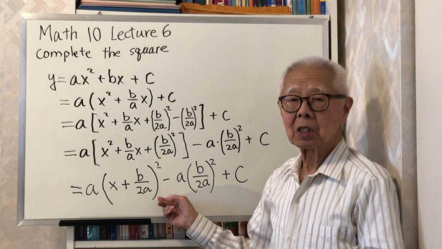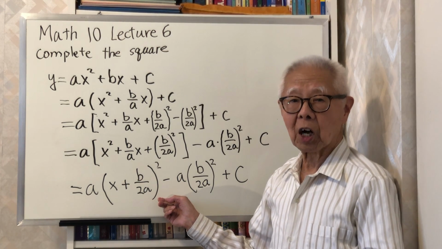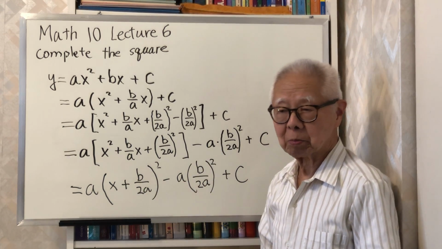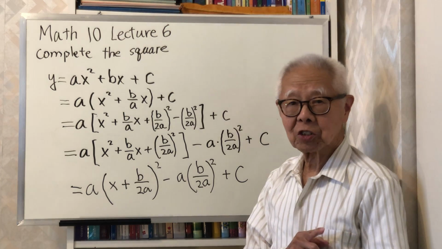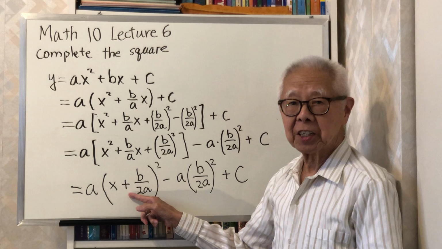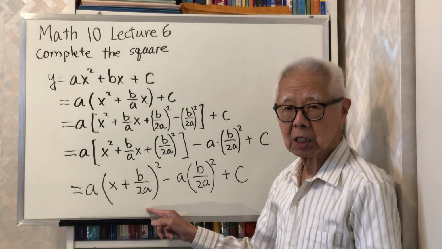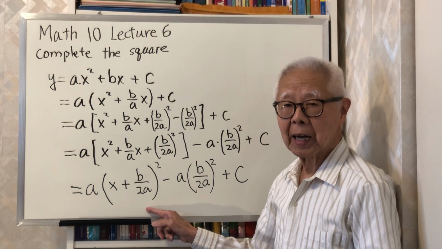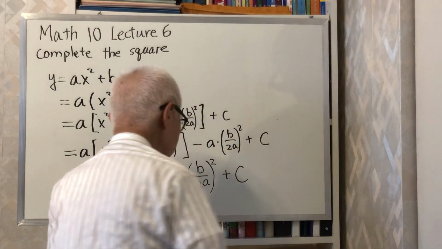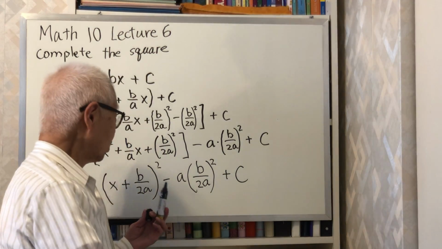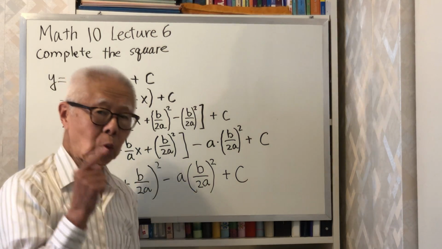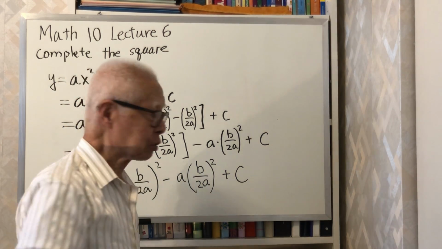So this is the result of completing the square, and this form is the vertex form. The vertex has the x coordinate minus b over 2a, and the vertex form has the y coordinate this part, which is the y coordinate of the vertex.